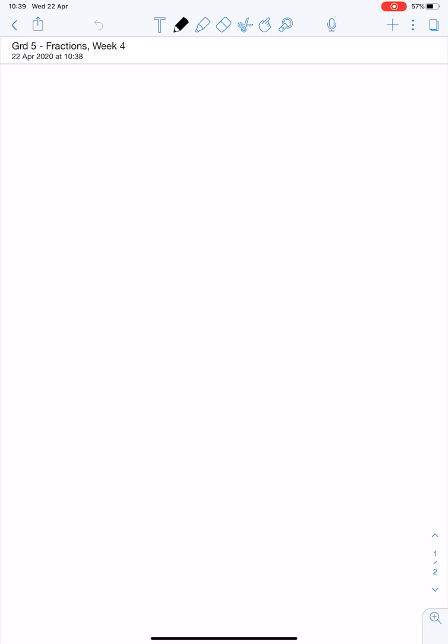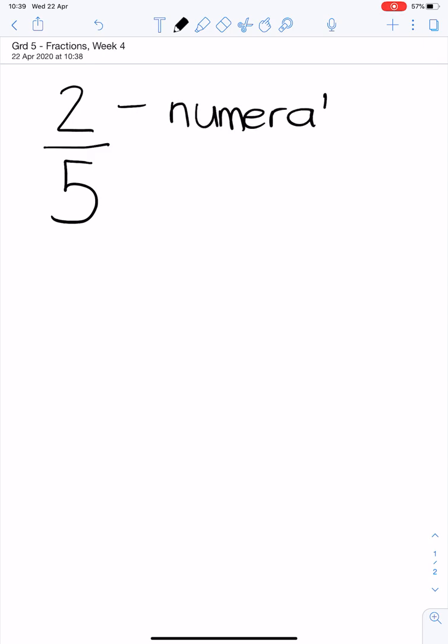Right, I'm just going to remind you of everything we learned last week about fractions. Remember that a fraction has two numbers. The top one, which tells us how many parts there are, is called the numerator, and the bottom number, which is the name of the fraction, is called the denominator.